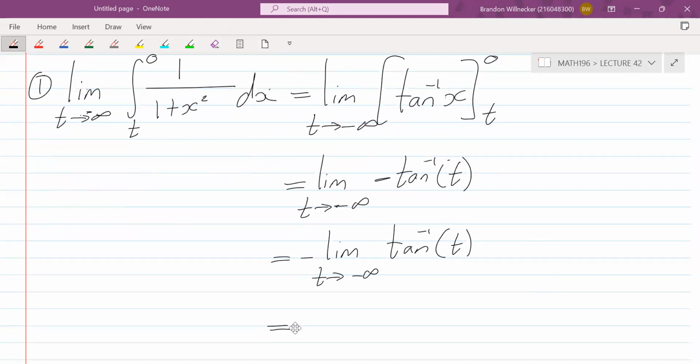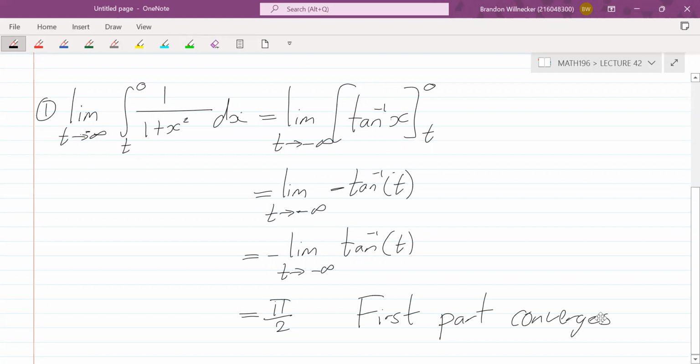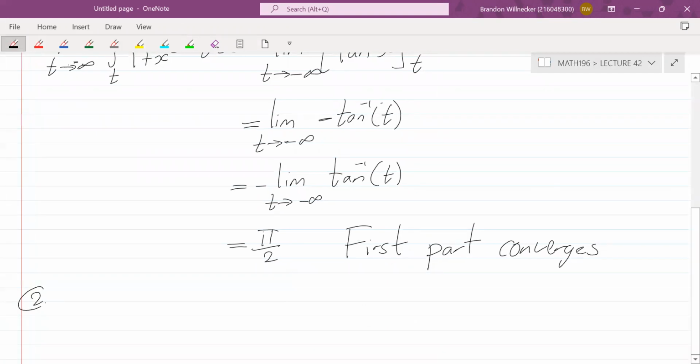Now, as t goes to minus infinity, the arctan of t goes to minus pi over 2. But we've got this minus in front here, so this is just pi over 2. Okay, so we know that the first part converges. That's good, but that's not all, because we also need the second part to converge. Okay, so we're halfway there. If the second part converges, then we can just add the values to get the total sum. Okay, so let's look at the second part.